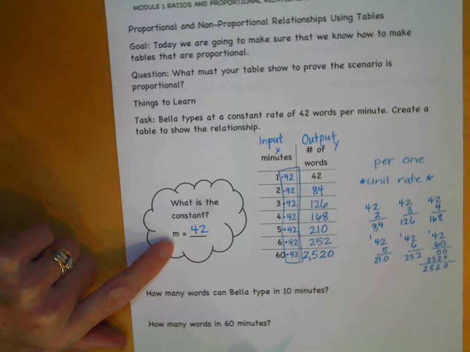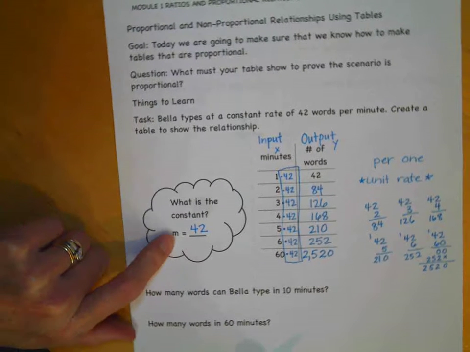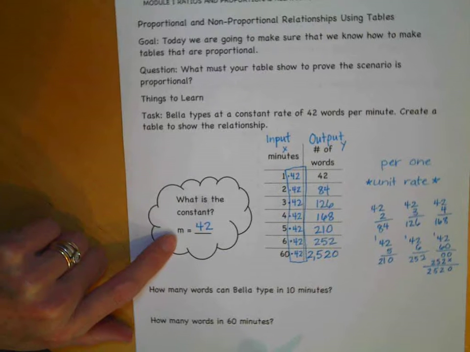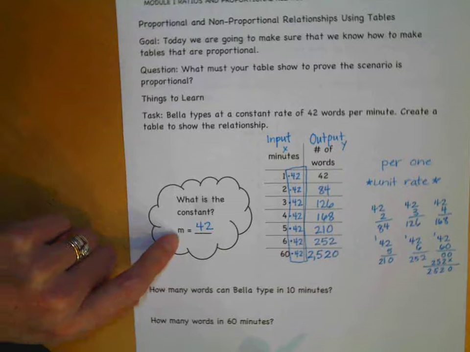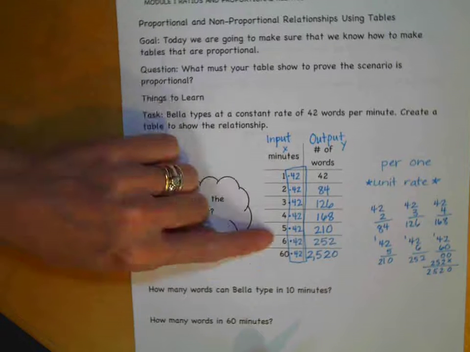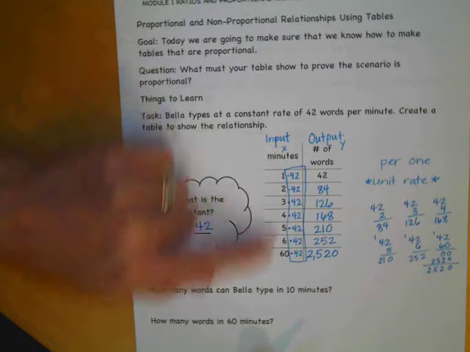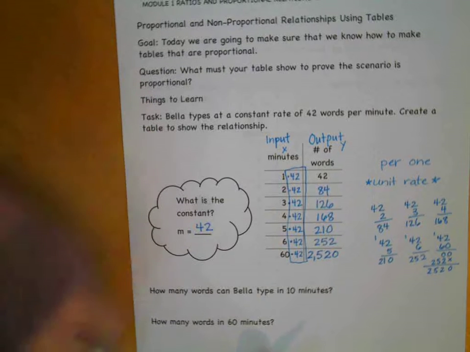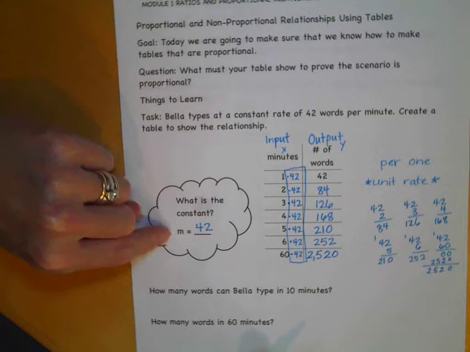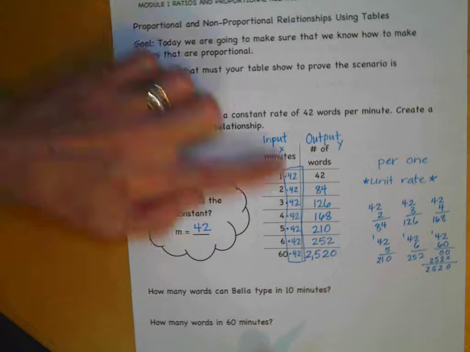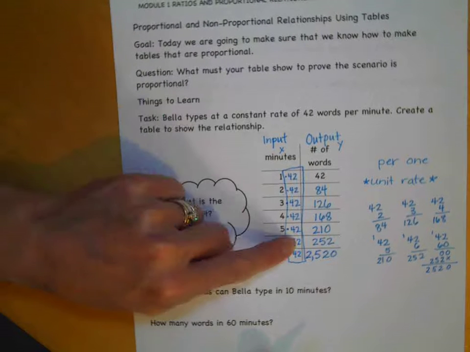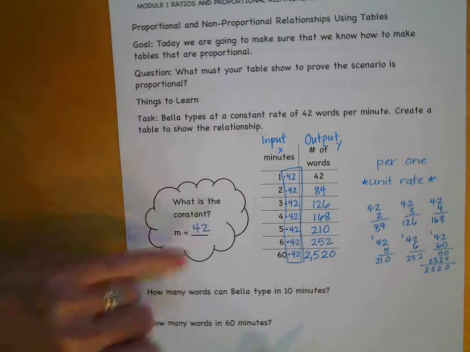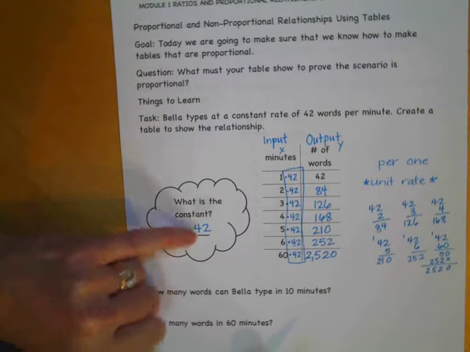Now, I want to talk about this cloud for a minute because you see this little m. Whenever you see it in math, the m stands for the amount multiplied by the input value. So it's telling you what the constant is. So m stands for the constant amount of change, or what you're multiplying it by. So whenever you see the m, you're going to say m and whatever you wrote right here to get your answers. So the constant amount of change for this one is 42.